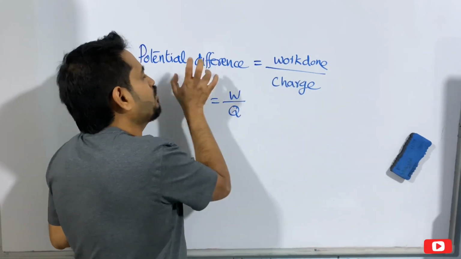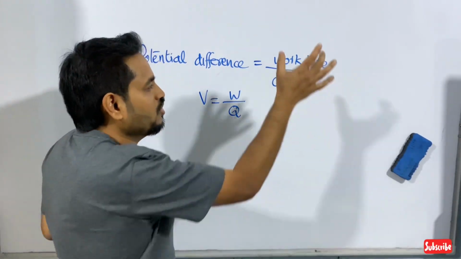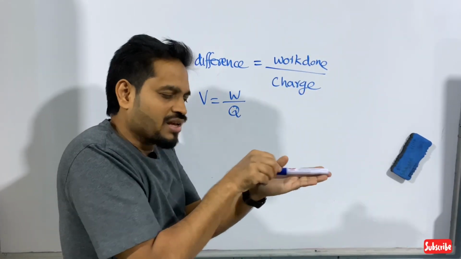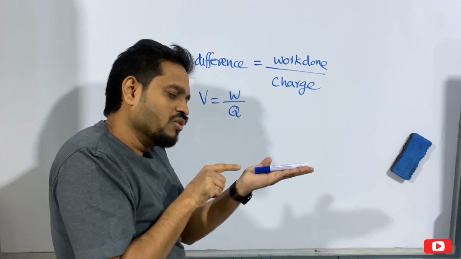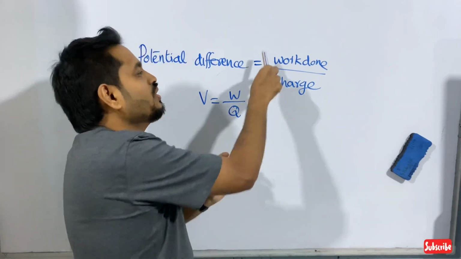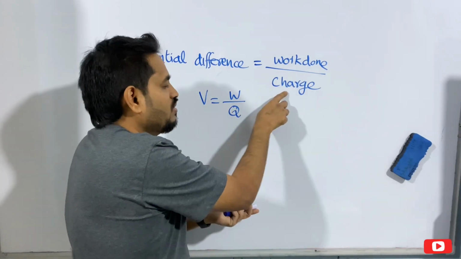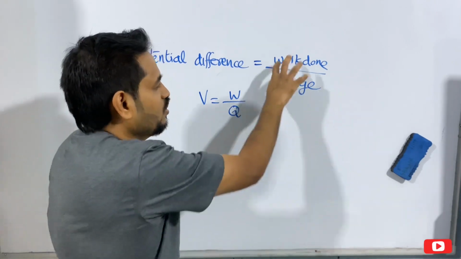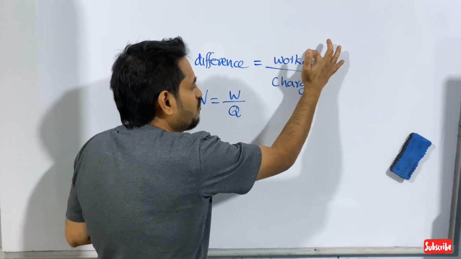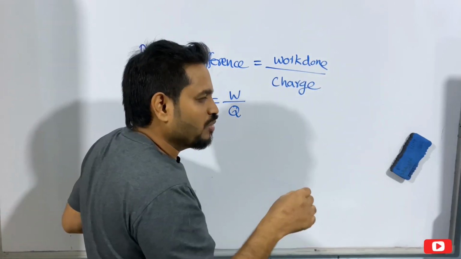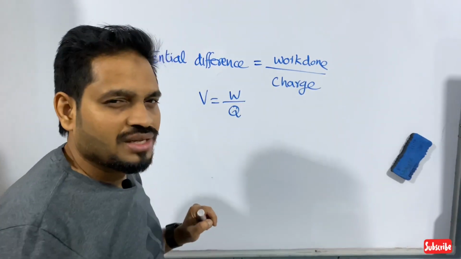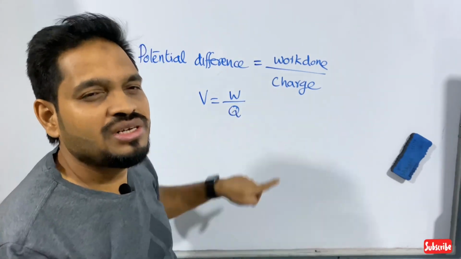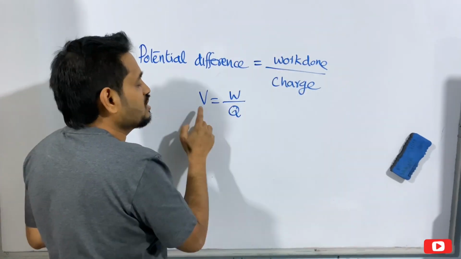Work done, charge, potential difference. Connect them. We got the formula. Work done to move. Okay, this pen is the charge. I want to move it. In order to move it, I have to do work on it, some push or something. So the work done to move a charge from one point to another. Whatever we move, it moves from one point to another. So we got a statement from this one. Work done to move a charge from one point to another is called potential difference. The definition is clear. Work done to move a charge from one point to another is called potential difference. So by the way, what is the definition for 1 volt?